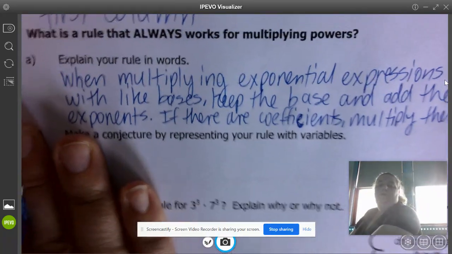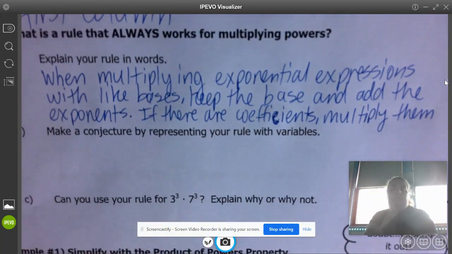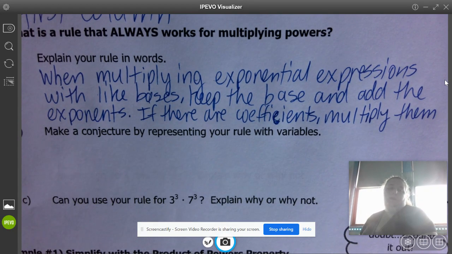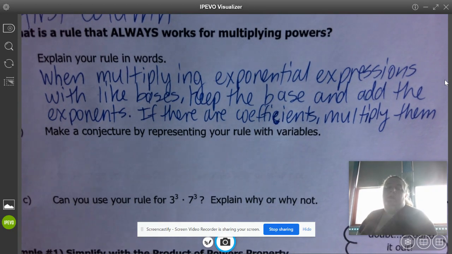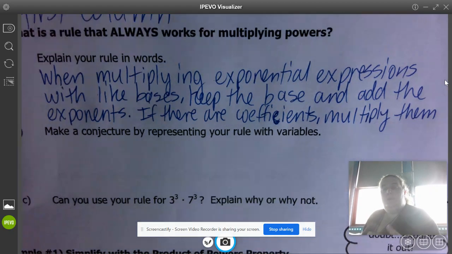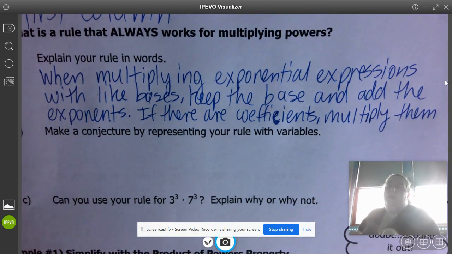So I will pause for a second so you can pause the video and write this down. So once again, when multiplying exponential expressions with like bases, keep the base and add the exponents. If there are coefficients, so that means numbers in front of your bases, multiply them. That's the operation that's happening between the expressions, so that's what you apply to the coefficients. Exponents, though, you add them.